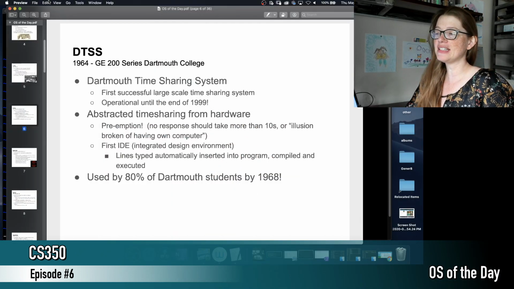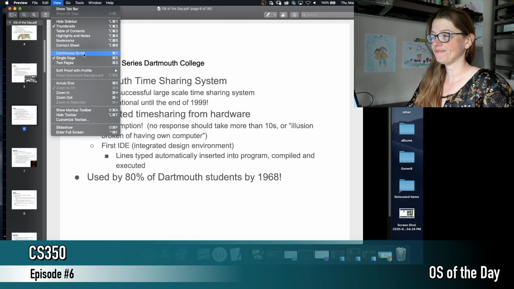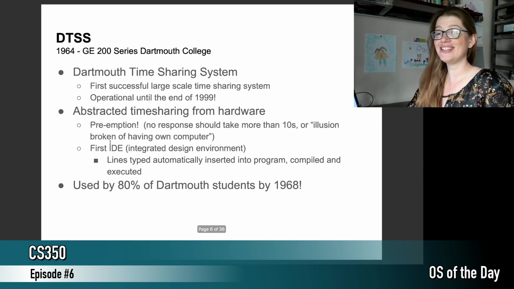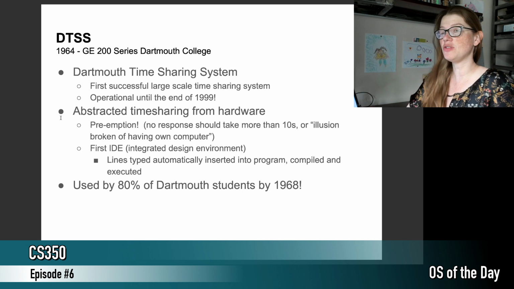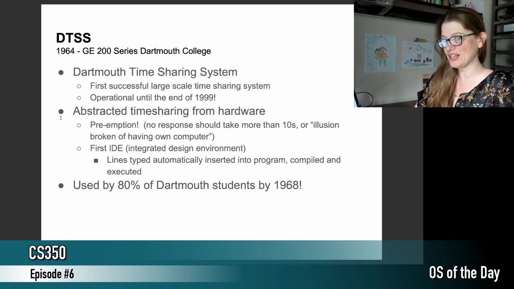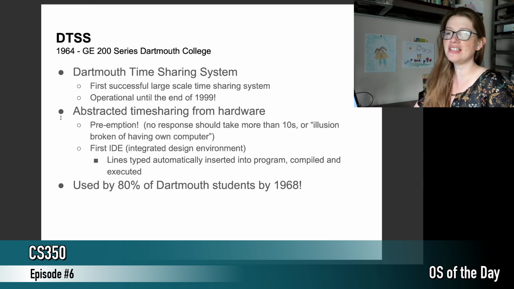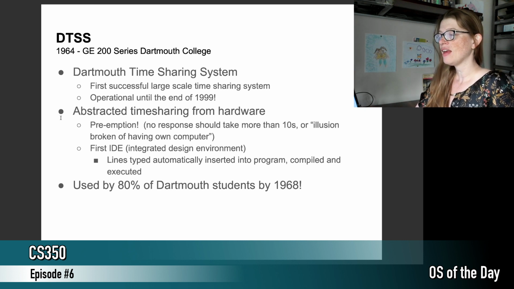Our operating system of the day is an operating system called DTSS, not to be confused with Tuesday's operating system called CTSS. So DTSS was released in 1964 for the GE200 series of computers. And this particular operating system was out of Dartmouth College. And of course, DTSS stands for the Dartmouth Time Sharing System.